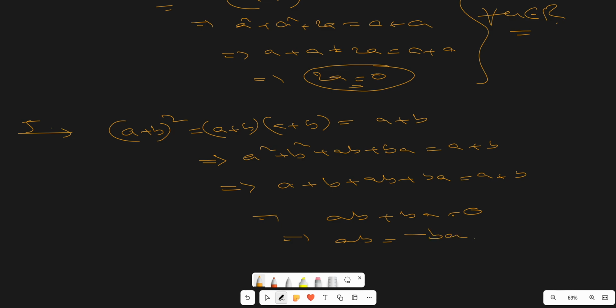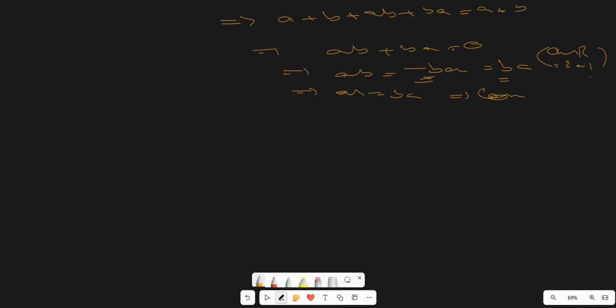So if it is minus ba, you can write it as ba because the characteristic of this ring is either 2 or 1. So you can write minus b as b. They are the same, since you are in Z2. Suppose you are in Z2, so the characteristic of the ring is 2. So minus b and b are the same. So ab equals ba. This implies that it is commutative. So a Boolean ring is always commutative.